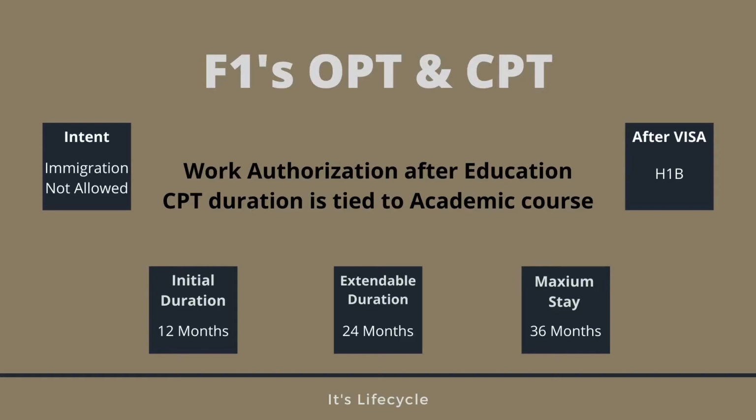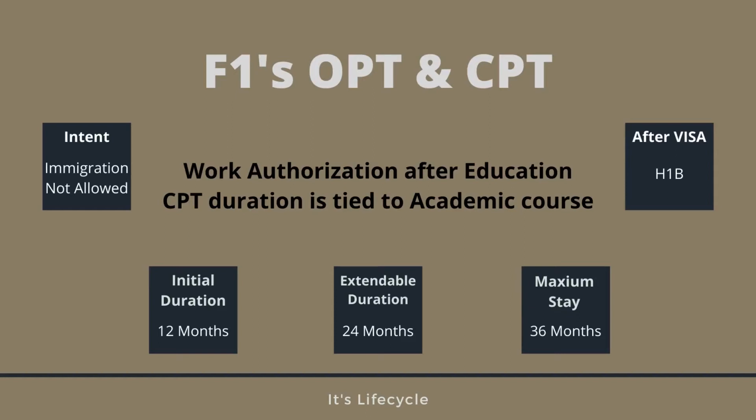In the duration of OPT, 3 years, it's a good time to get an H1B visa if you are planning to work in the US and eventually migrate. Even though the F1 visa is not for long-term stay, you should be able to transfer your visa to H1B and change your intent to a long-term stay.